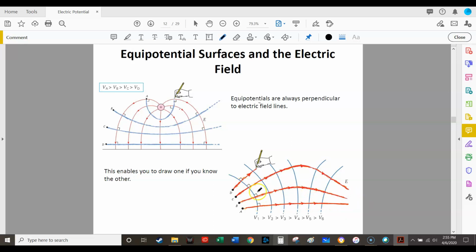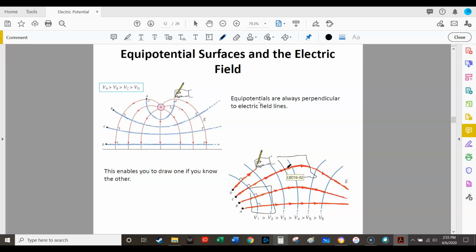But notice that the density of the electric field lines here is greater than the density of the electric field lines here. If I drew that shape and I drew approximately the same size shape right here, I was able to capture two electric field lines. Well, here is only one electric field line. So electric potential surfaces and electric fields are really different interpretations of the same thing.